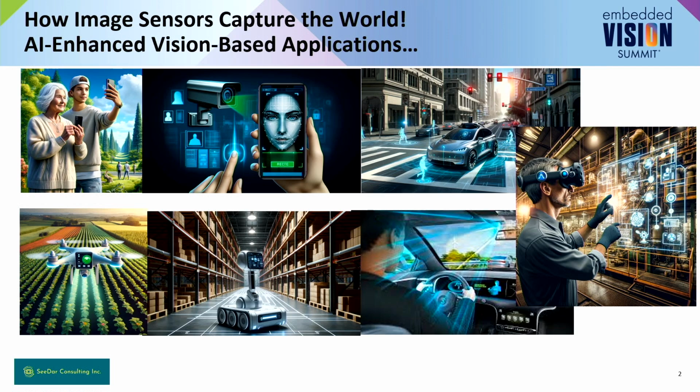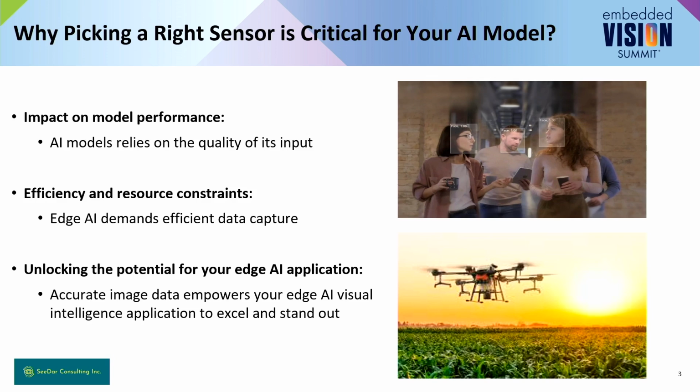From a smartphone, security camera, facial recognition in security cameras, autonomous driving, field training with the AR goggles, drone monitoring for crops, robots in the warehouse, and driver monitoring. They're all using image sensors, and their performance hinges heavily on the underlying technologies, hardware, computing, and sensor, and let's say AI. So the success of any AI model definitely hinges heavily on the input data that is provided to the AI model.